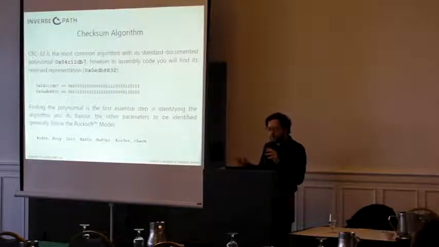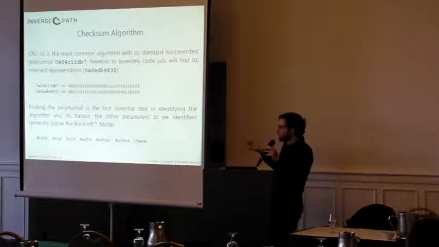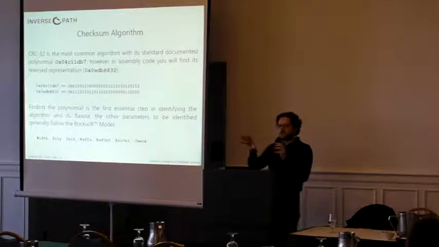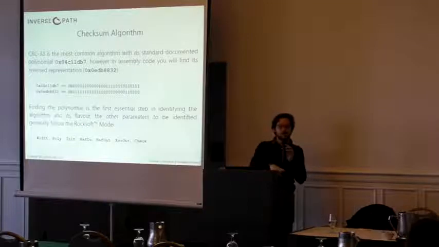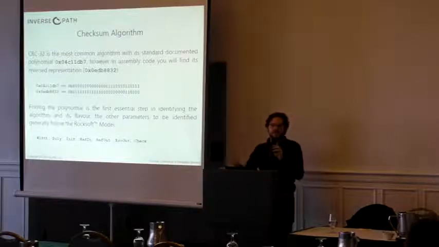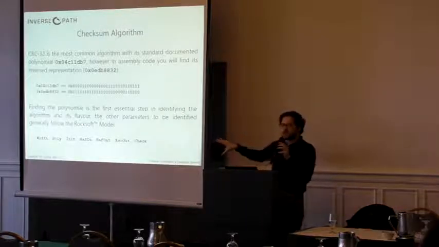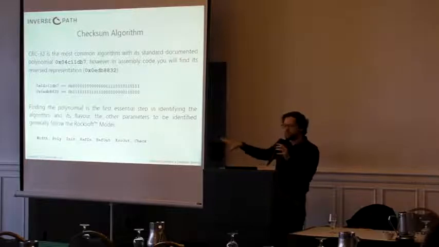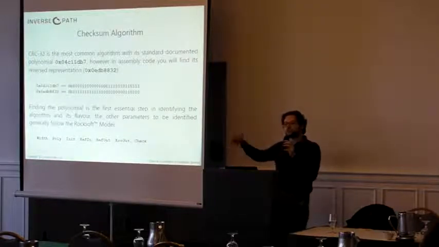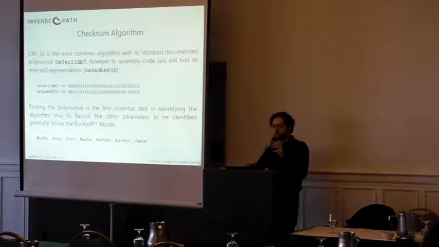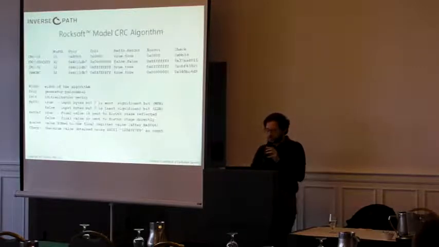There's one very convenient model called Rocksoft, which defines different parameters that can be tuned and used with the same algorithm in order to have different checksums with different polynomials. The result will be different, but knowing that this existing model is there allows you to brute force your way through just by changing those parameters, without worrying about implementing completely different algorithms. The Rocksoft model is very convenient.